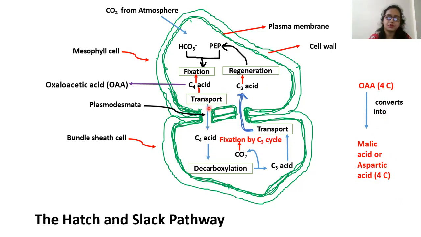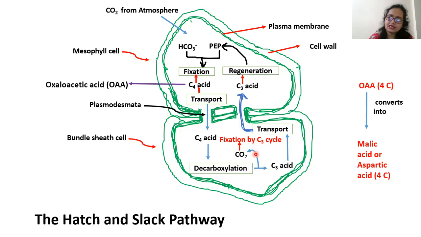There is a channel between the mesophyll and the bundle sheath cell, which is called plasmodesmata, for conduction or transportation. So this C4 acid gets decarboxylated. Decarboxylated means removal of carbon dioxide from that C4 acid. So this removed CO2 now enters into the C3 cycle, or it gets fixed by the C3 cycle.